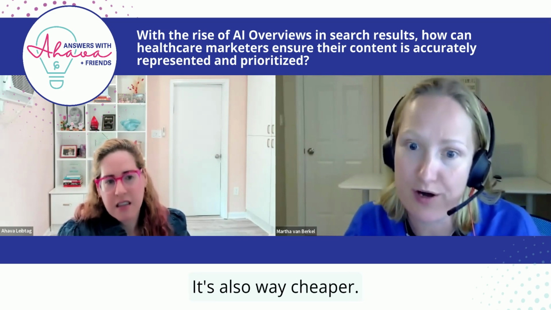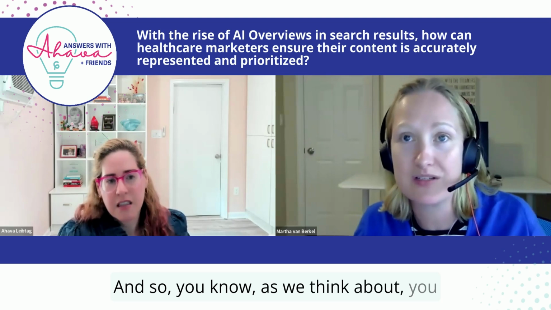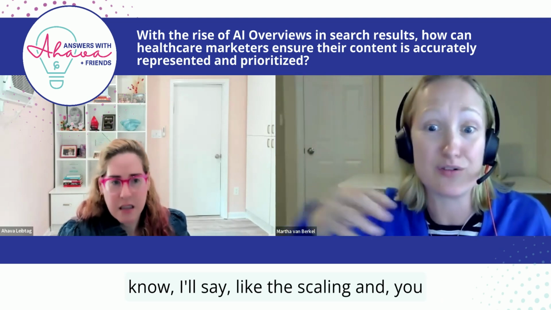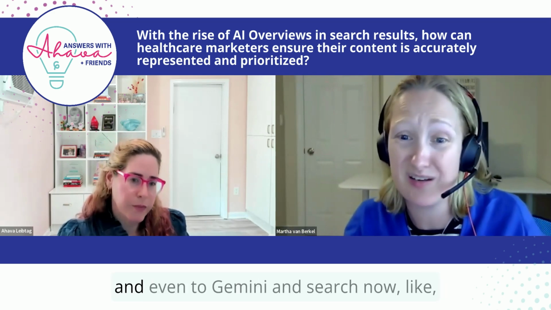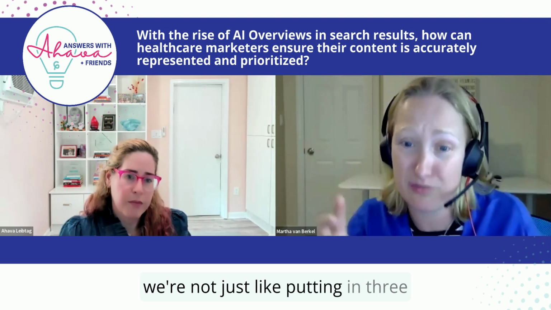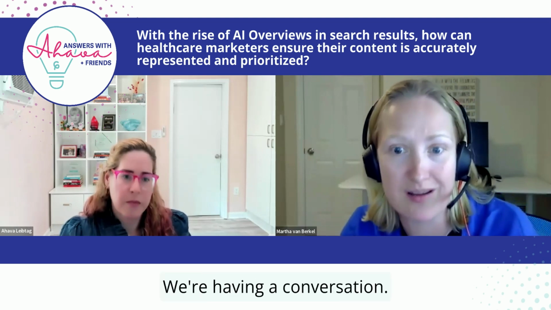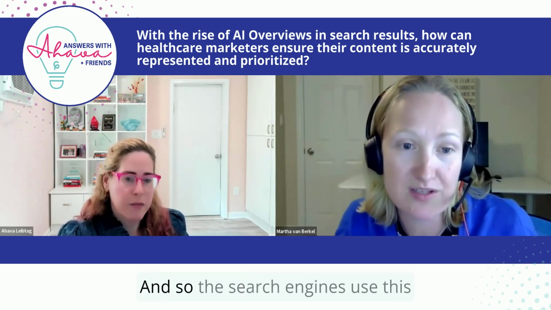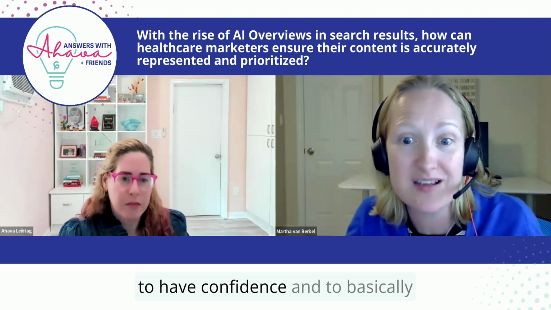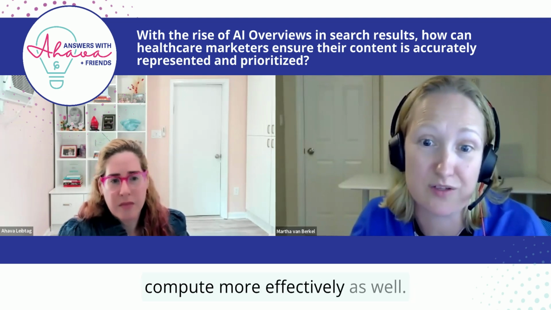It's also way cheaper. As we think about scaling and the number of questions, answers and chats, we go to ChatGPT and even to Gemini and search now, we're not just putting in three keywords, right? We're having a conversation. So that's actually more queries, if you think of it accelerating. And so the search engines use this to have confidence and to compute more effectively as well.